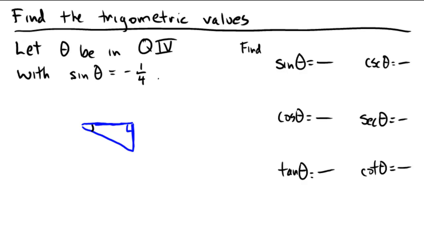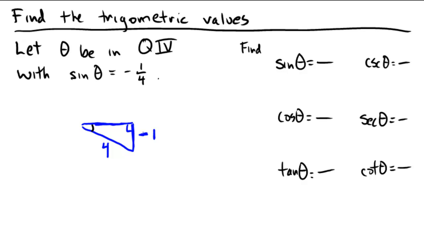Its sine is opposite over hypotenuse, so that indicates that we have an opposite side over here of -1 and a hypotenuse of 4. The hypotenuse will always be positive. Remember, since it's moving down, it's okay that the opposite here is a -1. It means it's moving downward.